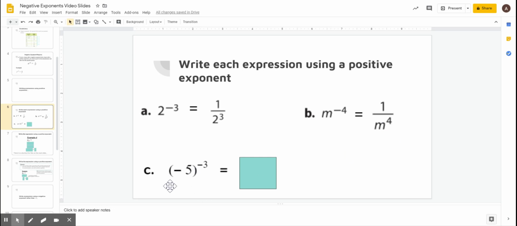And in the last example, same thing. We're going to take the whole thing. Notice the parentheses. The negative 5 is in parentheses. Make sure that you keep the parentheses. So this whole thing is going to be sent to the bottom, and the power is now going to be positive. So 1 over negative 5 cubed.